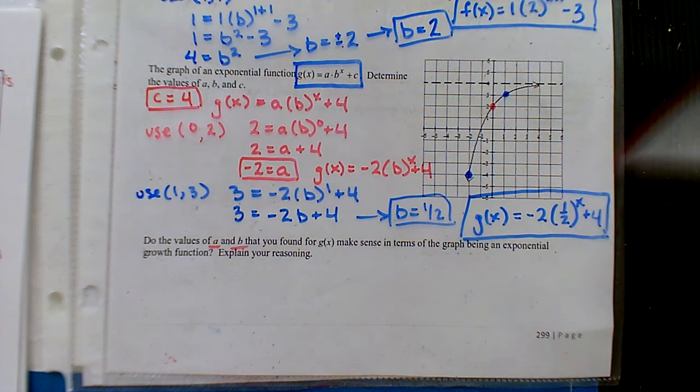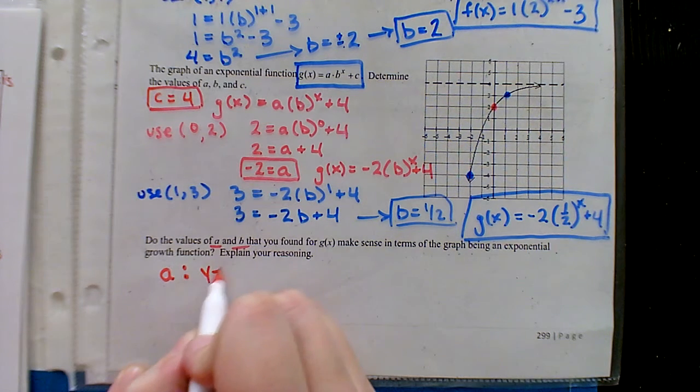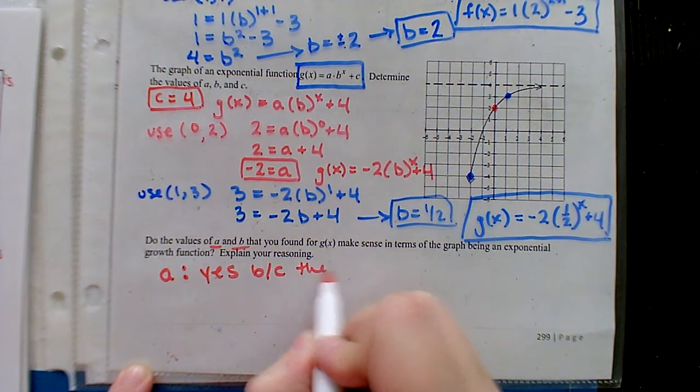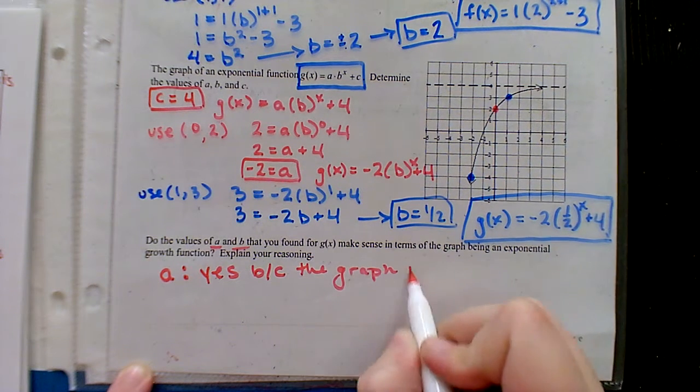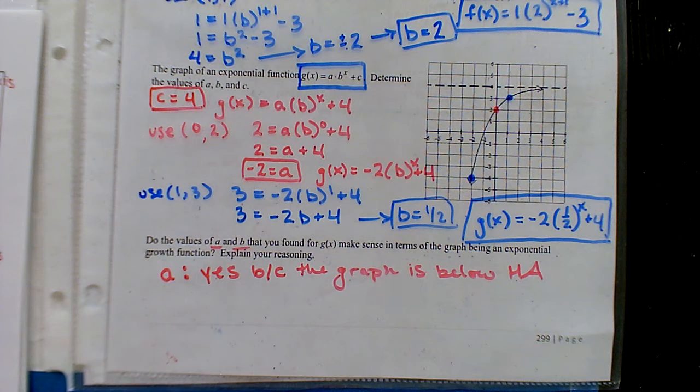Did we do good, or are we completely off? What do you think, Kyle? I said matches because it's below the... There we go. Yes, because the graph is below the horizontal asymptote. That graphical characteristic only tells us if the A value should be negative. It doesn't really specify -2, but at least we know we're on the right track. We got a negative value, so it most likely makes sense.